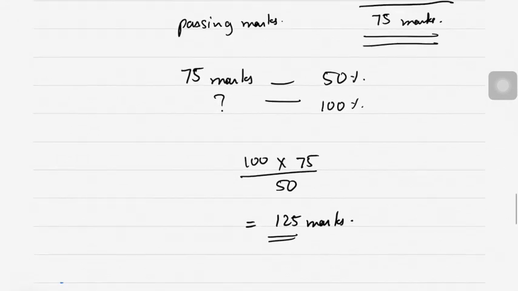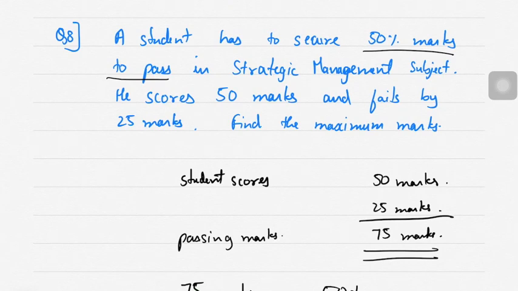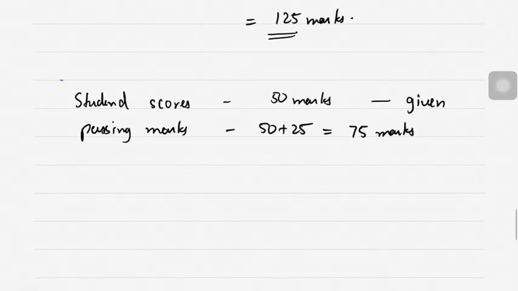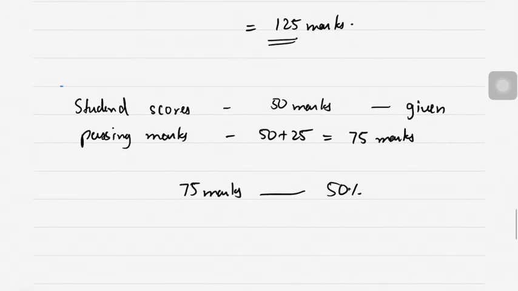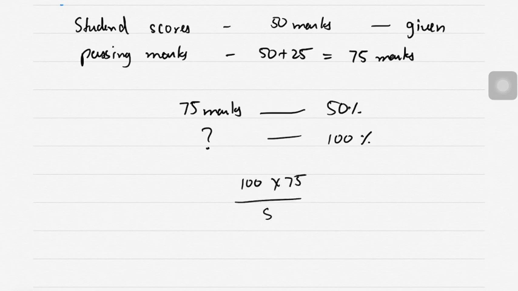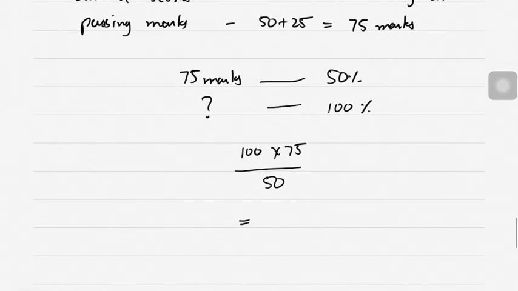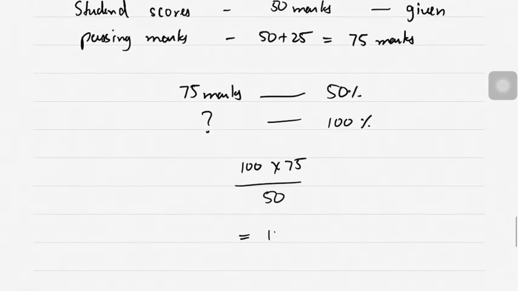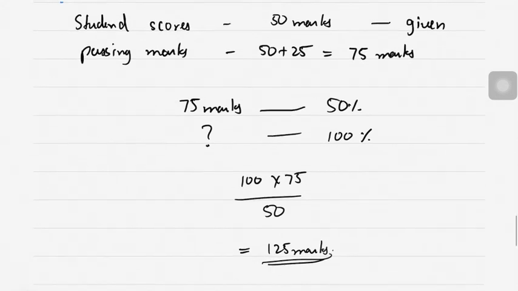Okay. And a student has to secure 50% marks. So that means 75 marks is 50%. Okay. So 100% is how much? So what you will do? 100 into 75 divide by 50, which comes to 125 marks. Very easy.